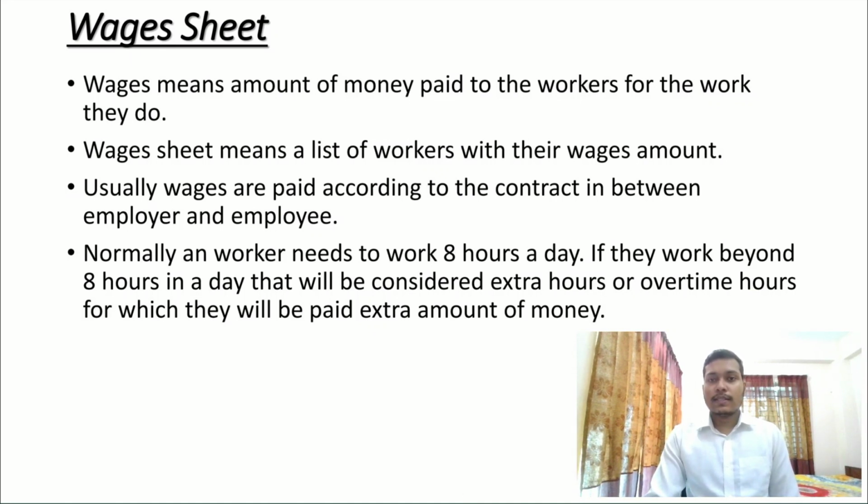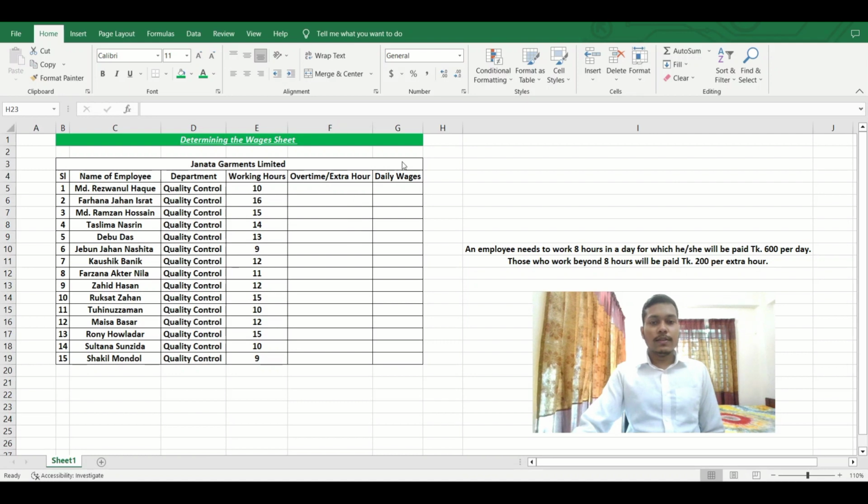Let's go to the Excel sheet to see a live example on how to calculate daily wages sheet. As you can see on the screen, serial number, name of employee, department and working hours were given. We need to compute overtime first and then daily wages.